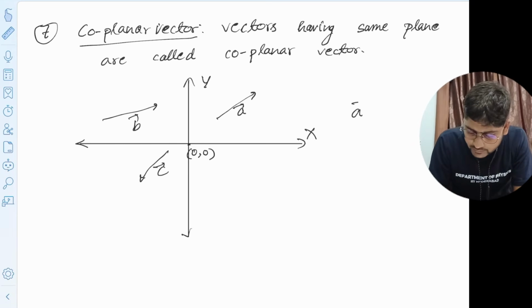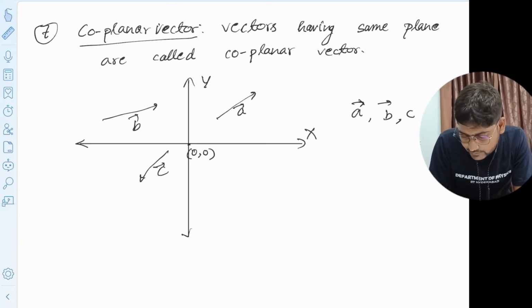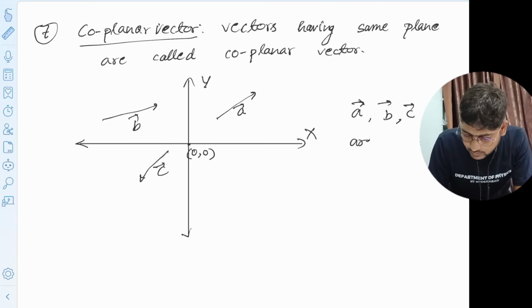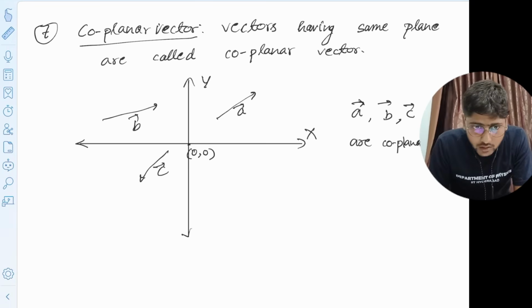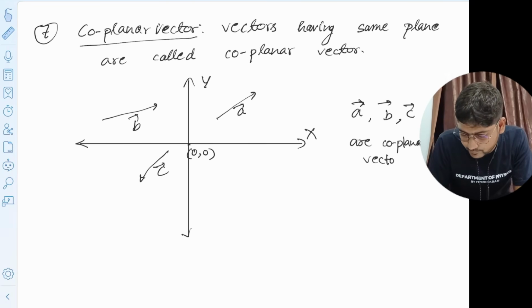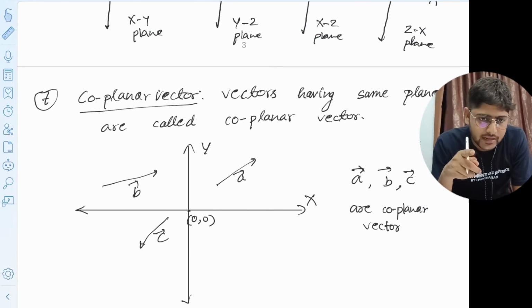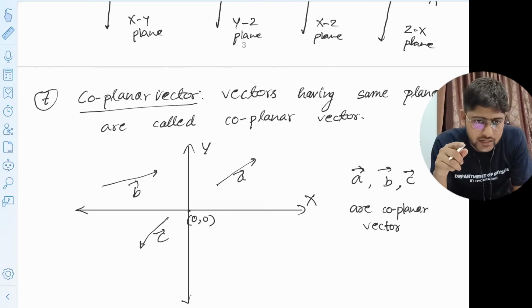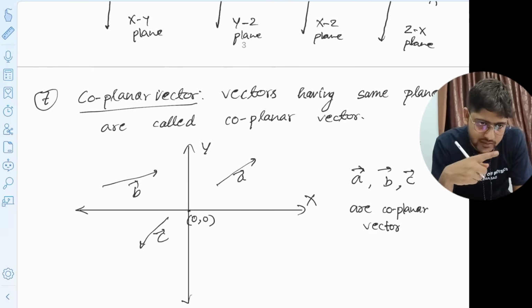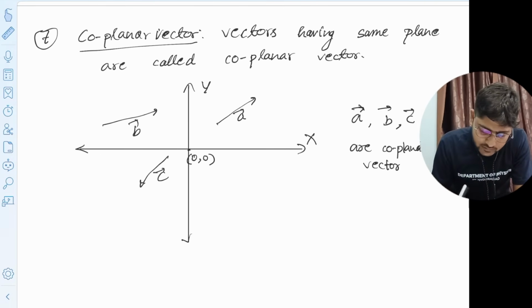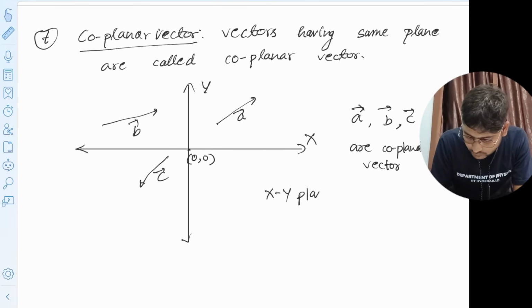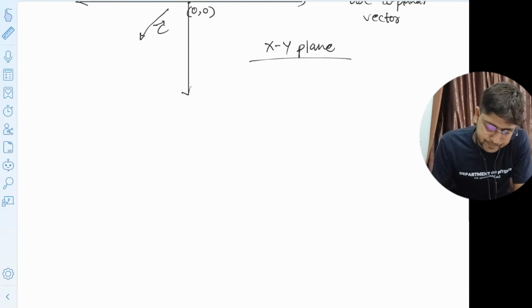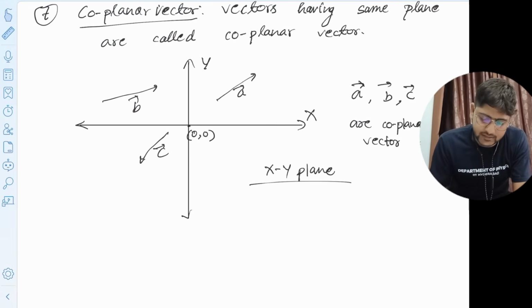So vector A, vector B, vector C are coplanar vectors. Vector A, vector B, vector C are coplanar vectors because they are in the same plane. What is the plane? The yx or xy plane. Okay, so that is it for this video.